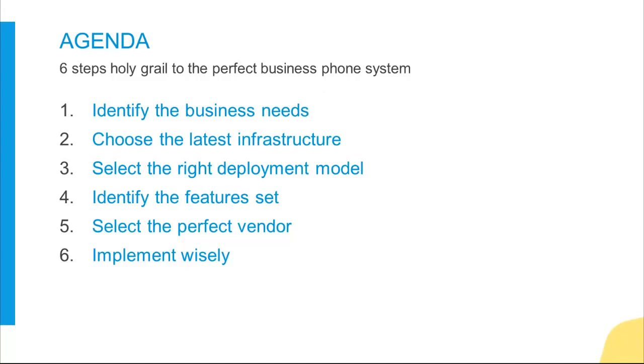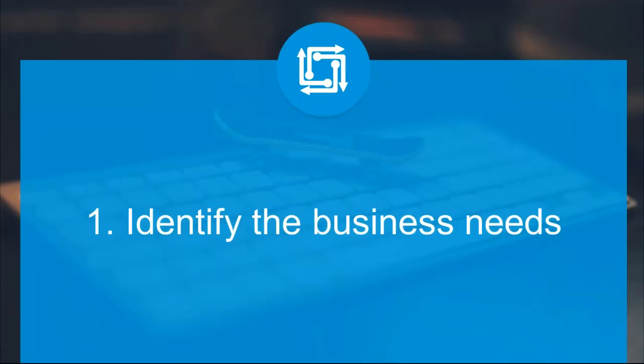All right, so here is the holy grail to the perfect business phone system. These are the steps that you need to follow, and once that is done, you can rest assured that you will have the best solution implemented in your premises. First things first, you need to identify your requirements, put them down on a piece of paper, and analyze them. Once that is done, you need to compare different possibilities of infrastructure. You need to evaluate the right deployment model, whether it should be a cloud-based solution, an on-premise solution, or a hybrid. And most importantly, you need to identify the features that map to your requirements. And once that is done, you need to talk to us. You need to find the perfect vendor and implement the system wisely.